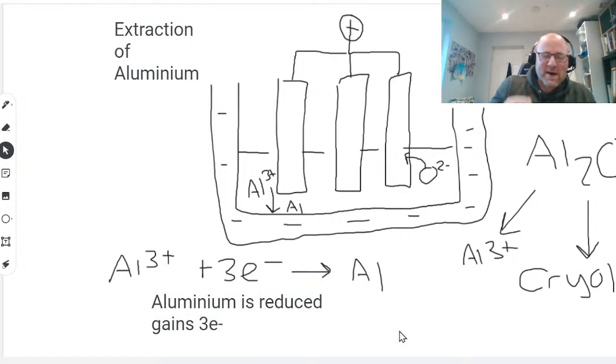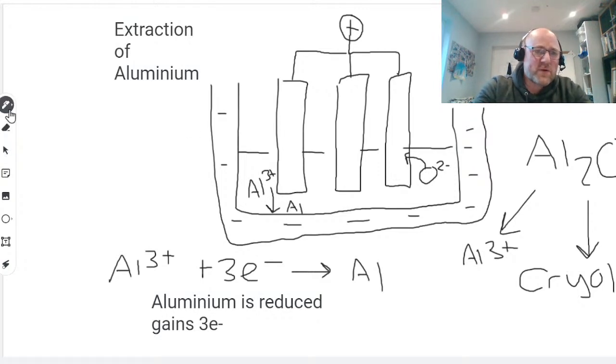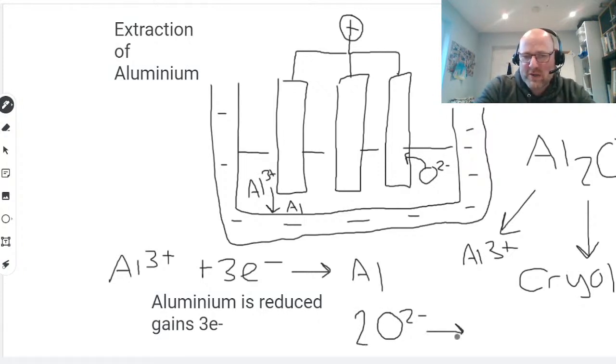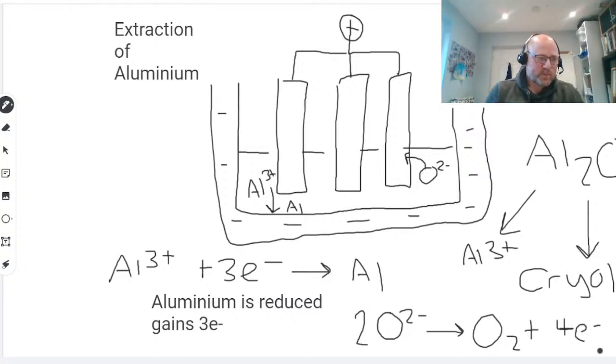No probs. Oxygen, difficult one. If this does come up, I mean, this has only come up once in the last 5 years, this extraction of aluminium. You're going to do this half equation: 2O2- goes to O2 plus 4e-. Yeah, pretty disgusting.